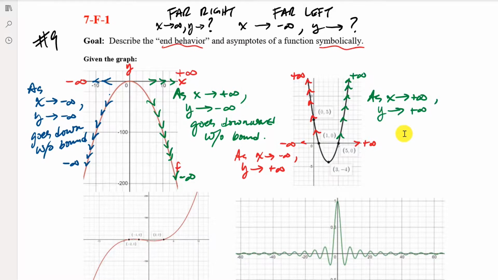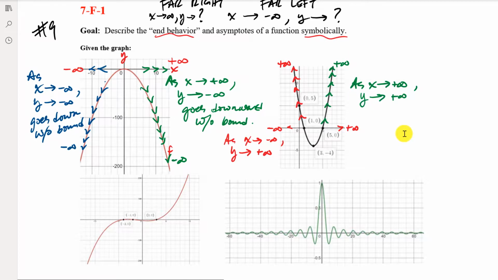Okay, it goes up without bound. It goes up on both sides. Both sides increase without bound. And that's what parabolas do, either open up or down, in the form of y equals f of x. There are parabolas that open up left and right, but we're not analyzing those at this point. Okay, that's for another time.